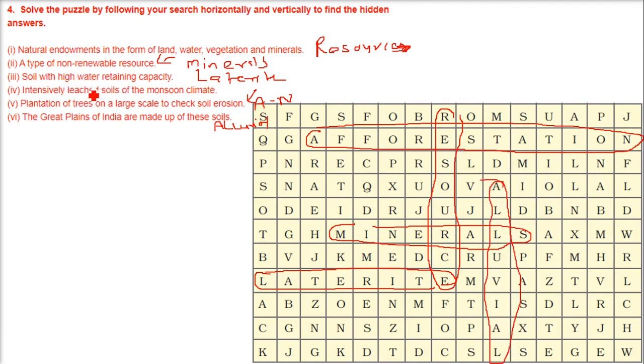Now coming back to this one. Soil with high water retaining capacity. We already saw laterite, intensively leached soil of the monsoon climate. So I will change this: intensively leached soils of monsoon climate is laterite. Okay, I am changing what I said just now. Laterite we have already found, and soil with high water retaining capacity is the black soil. So this is the black one. I just changed one thing. So this is the answer: resources, minerals, then black soil, then laterite, afforestation, alluvial.